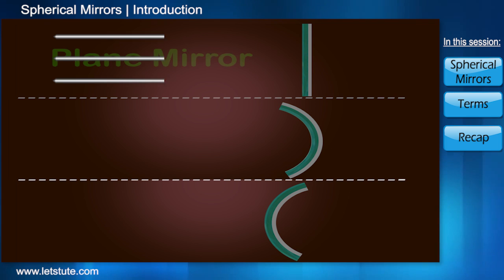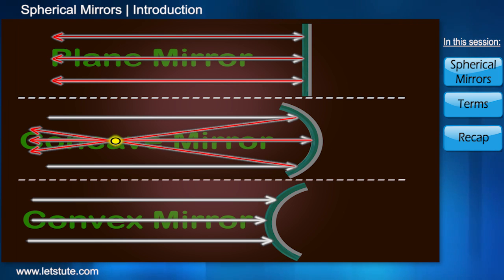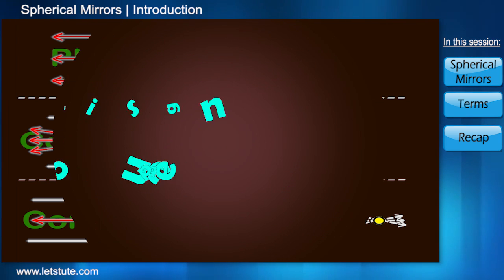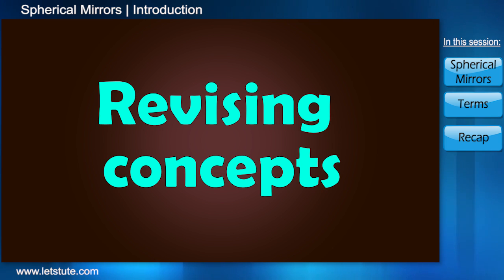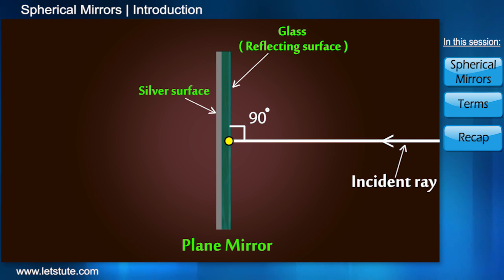It's because of the way light is reflected. We'll understand this more clearly across the next few sessions. For now, we'll revise what we know about spherical mirrors and understand a few terms related to them. So let's consider a plane mirror having a beam incident exactly perpendicular to it. As the word perpendicular is used, the angle involved is 90 degrees.